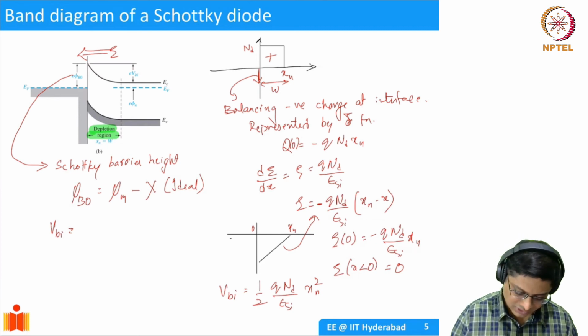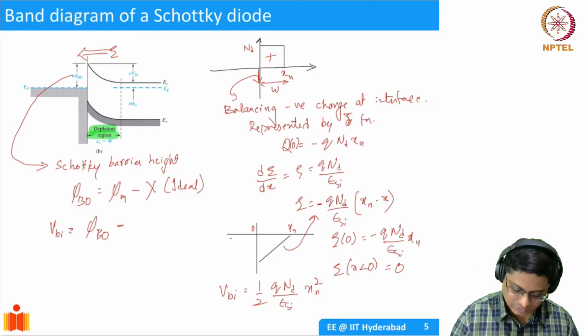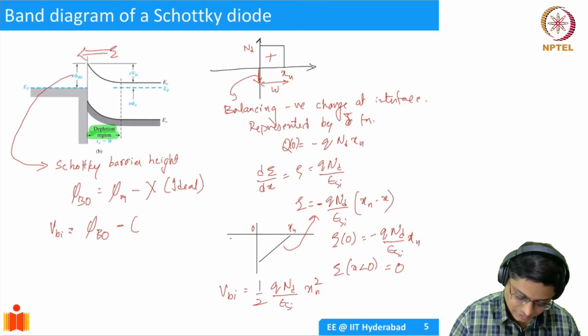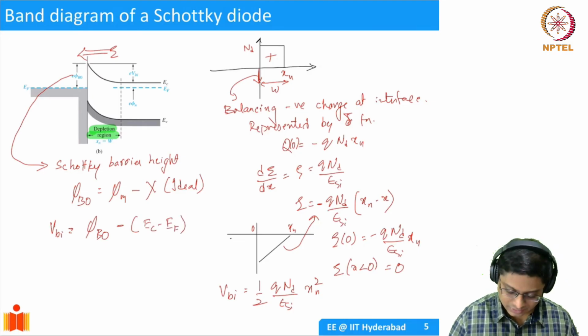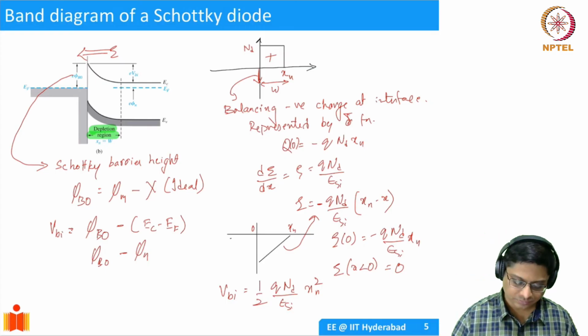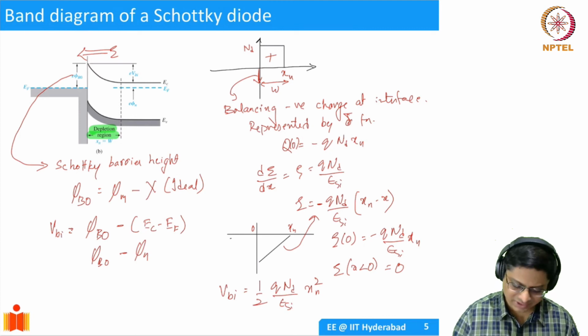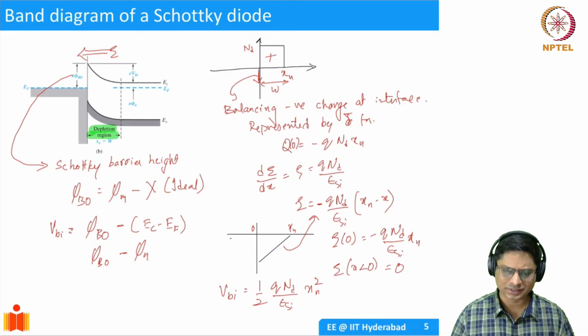VBI is going to be, in this case, the Schottky barrier height minus, okay, so you see here, EC minus EF. In the figure, this is represented as phi B0 minus phi n. Phi n is essentially the distance between EC and EF. That's the definition we are using in the figure here. By the way, this is from the textbook, you could look up in chapter 9, I think.